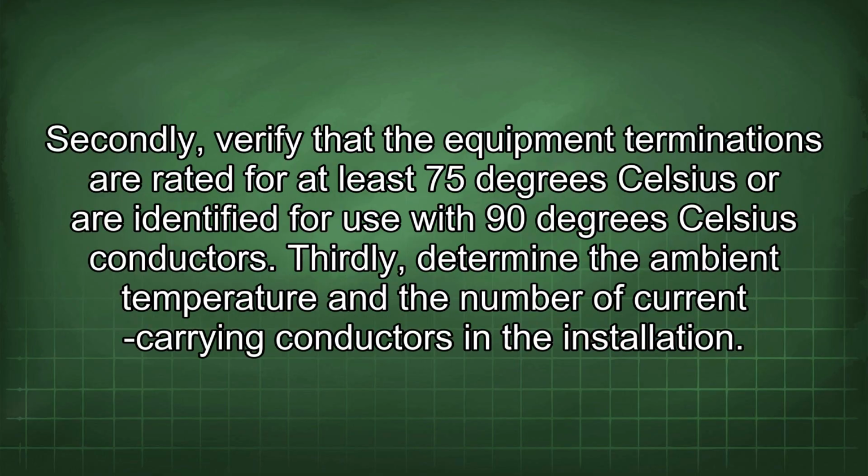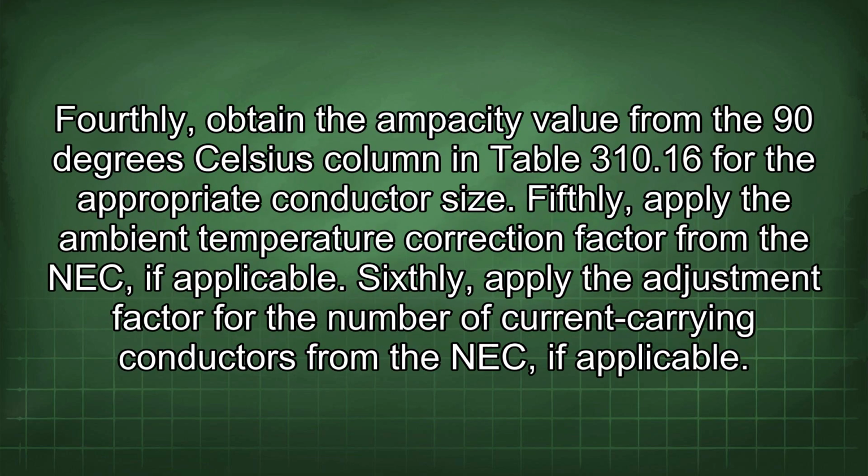Secondly, verify that the equipment terminations are rated for at least 75 degrees Celsius or are identified for use with 90 degrees Celsius conductors. Thirdly, determine the ambient temperature and the number of current-carrying conductors in the installation. Fourthly, obtain the ampacity value from the 90 degrees Celsius column in Table 310.16 for the appropriate conductor size.